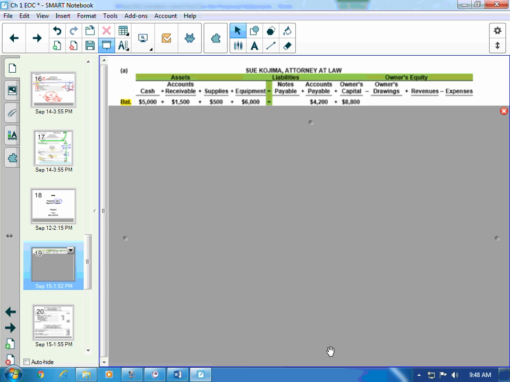We are going to go through now the transactions, and that's where we're going to stop. Do this portion of the B problem at home this weekend. So you see how we're going to do this Sue Kojima problem 1-2A? Do the 1-2B version this weekend. Don't worry about financial statements. It'll be a great review that we do on Monday.